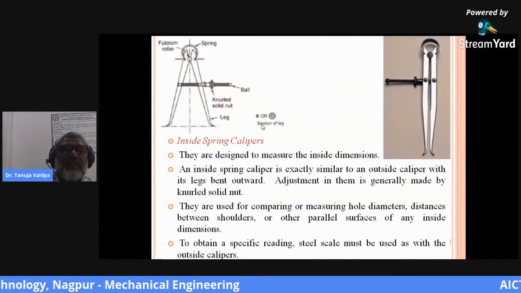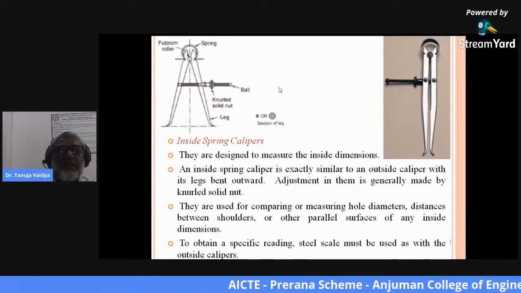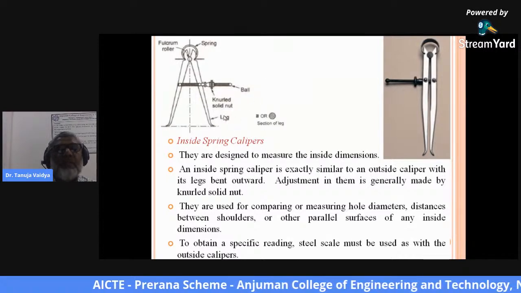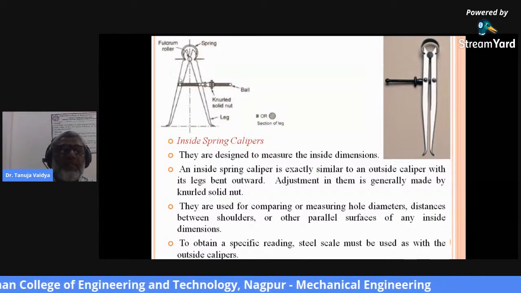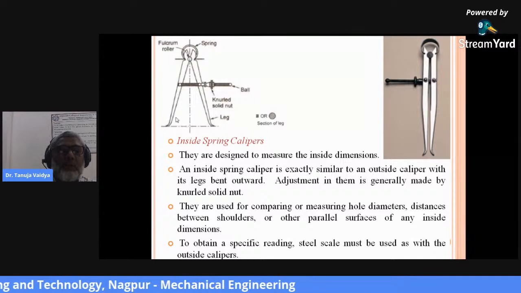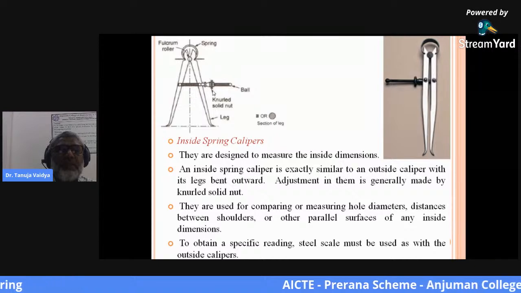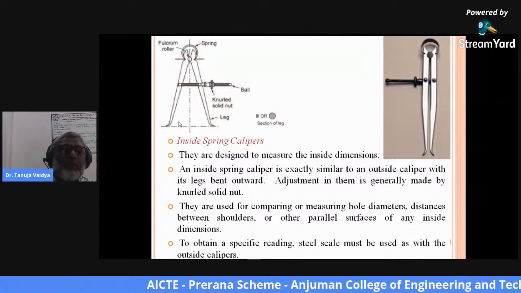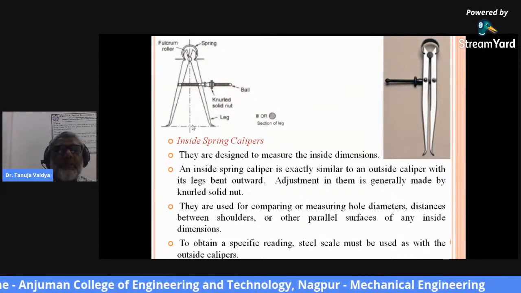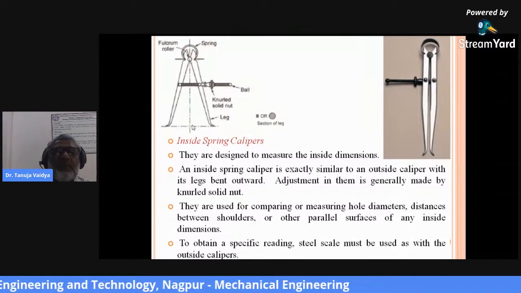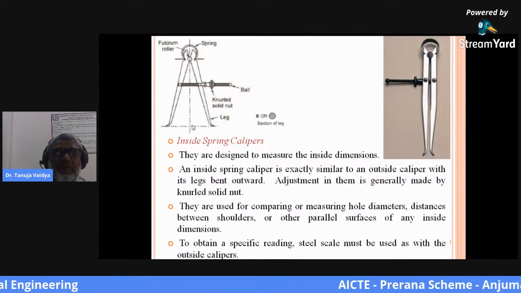Similar is the case with the inside spring caliper. They are designed to measure the inside dimensions, and the inside spring caliper is exactly similar to an outside caliper with its legs bent outwards. In inside type of calipers, the legs are bent outward. Adjustment is generally made by a knurled solid nut. This knurled solid nut will be able to make the necessary adjustment between these two bent legs. These types of instruments are used for comparing or measuring hole diameters, distance between shoulders, or other parallel surfaces of any inside dimensions.